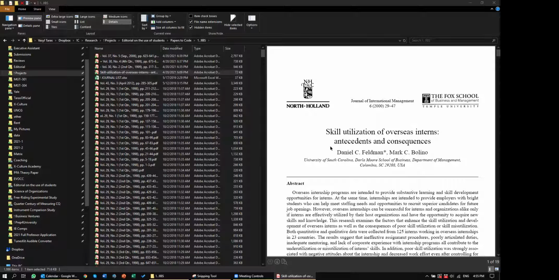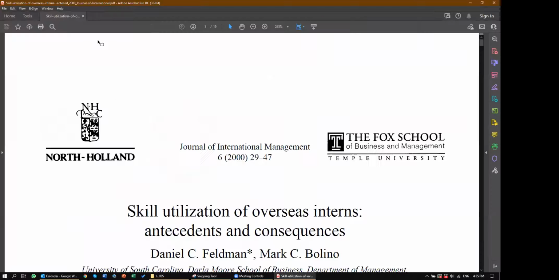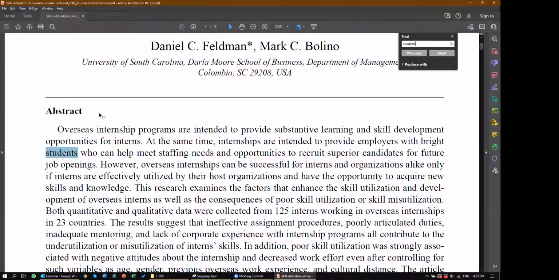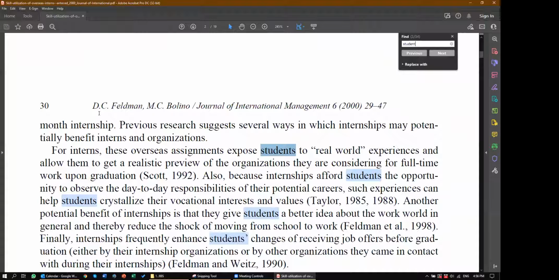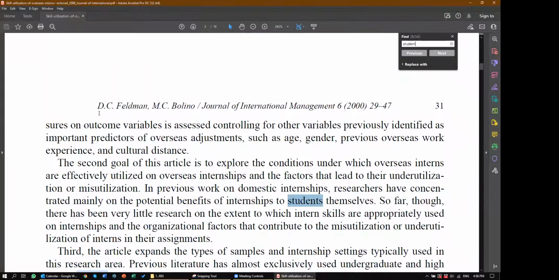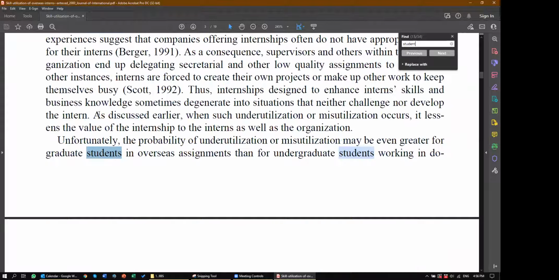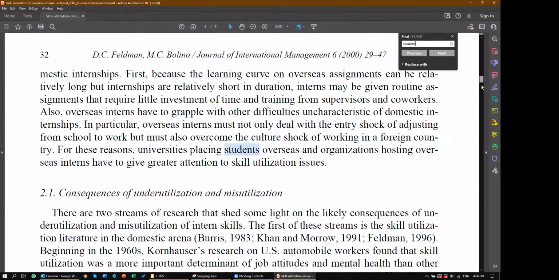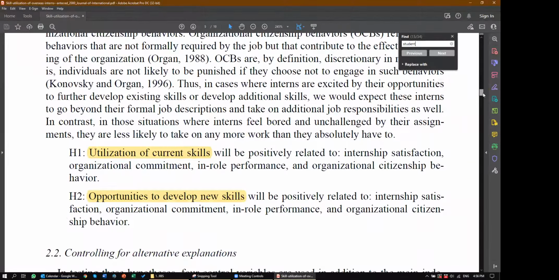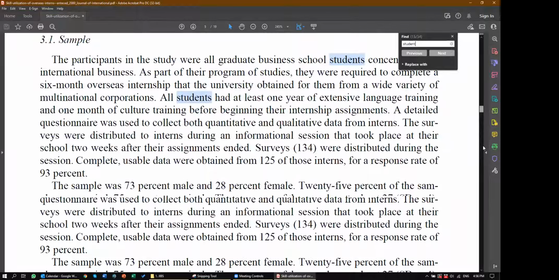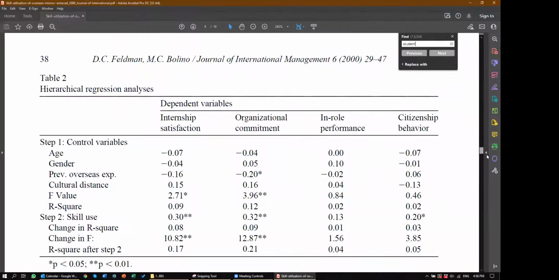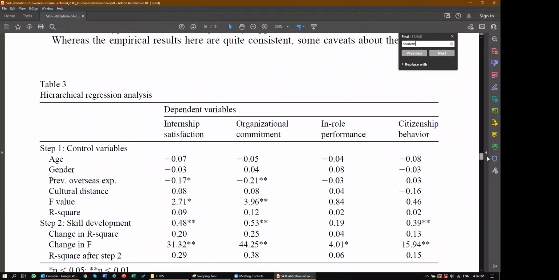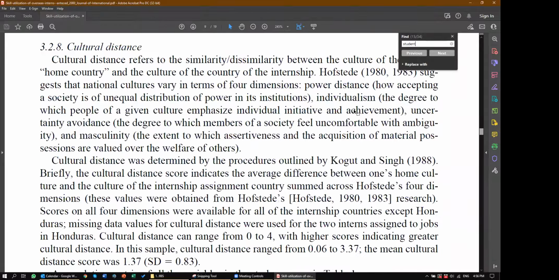Skill utilization in overseas interns. Overseas interns doesn't sound like it's a student paper. Provide employees with bright students to, or maybe it was student stuff. So it doesn't look like an empirical paper. It looks like some sort of discussion. Sometimes with papers like that, which don't really have clear findings or empirical studies, do you just want a negative next to that one too? Probably so.